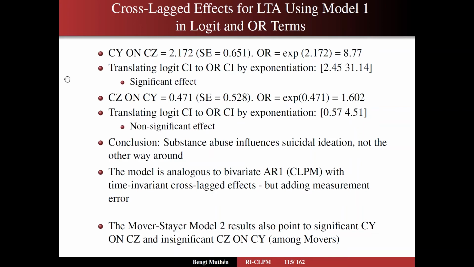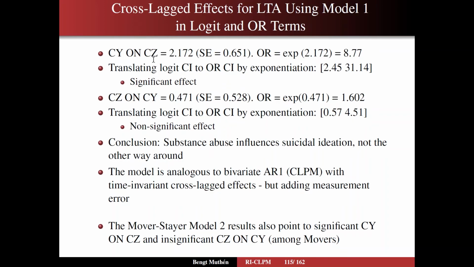On slide 115 then, we take a look at the LTA results in logit and odds ratio terms. So we have these cross-lagged effects, CY on CZ, and that's CZ at the previous time point, of course. The logit estimate is 2.172 with a certain standard error, and the odds ratio is the exponent of that, 8.77. And then you can translate the logit confidence interval, using that standard error plus minus 1.96, to an odds ratio confidence interval by exponentiating the confidence limits. And then you get this interval, 2.45 to 31. So it does not include 1, and therefore we would say that this is a significant effect.